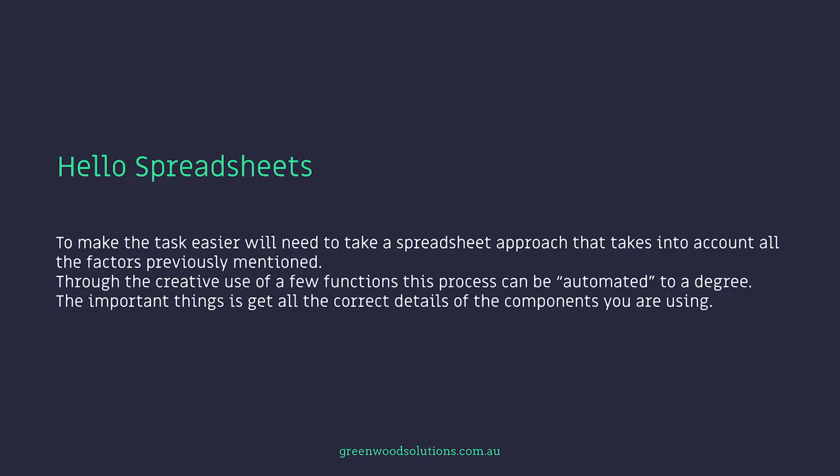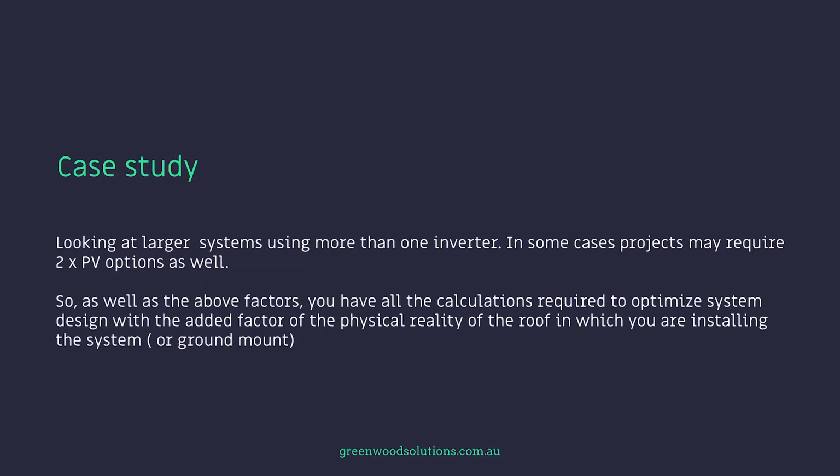To make the task easier, we'll need to take a spreadsheet approach that takes into account all the factors previously mentioned. And through the creative use of a few functions, this process can be automated to a degree. And the important thing is to get all the correct details of the components you're using. So we're looking at a larger system here in this particular case study using more than one inverter. And in some cases, projects may require 2x PV options as well. So as well as the above factors, you have all the calculations required to optimize system design with the added factor of the physical reality of the roof on which you're installing the system, or the ground if it's a ground mount.